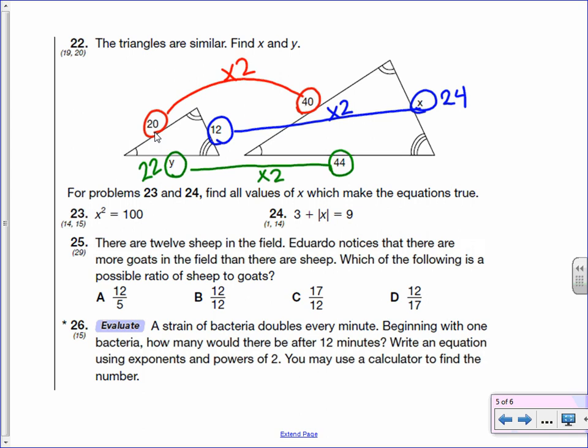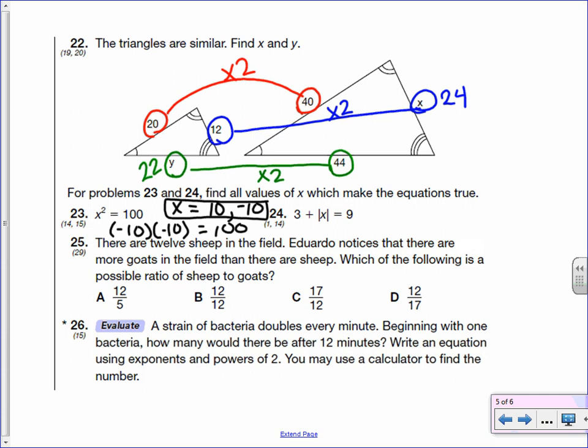For problems 23 and 24, find all values of x which make the equations true. So x squared equals 100. What number times itself gives us 100? Well, that can be 10. But if I take negative 10 times negative 10, that's also going to give me 100, because 10 times 10 is 100, and they have the same sign, so my answer is positive. So it's either positive 10 or negative 10.